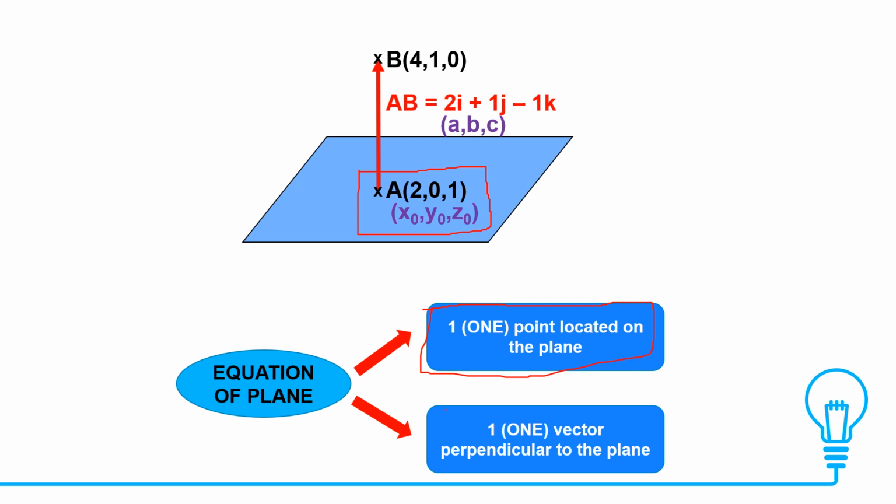Another one, we already have one vector that is perpendicular to the plane, which is vector AB. And then basically from this vector AB, we can get the value of A, B, and C, which is equal to 2, 1, and -1.